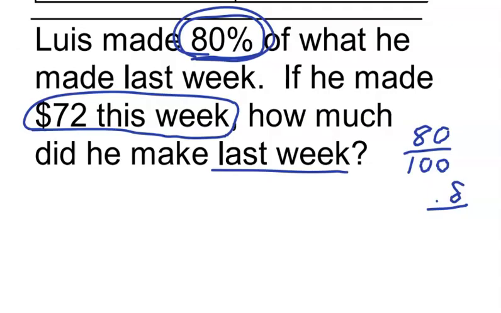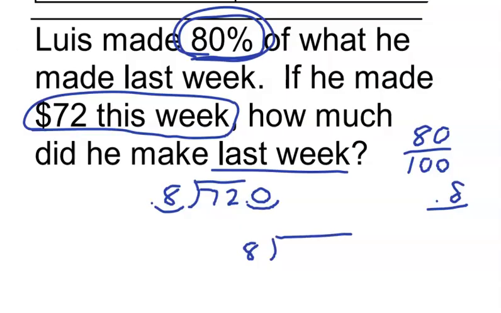But we've already talked about this. If you have 0.8 and you're dividing it into 72, that's not going to work out real well because we have a decimal there. So we have to move the decimal over 1 place. And if we do that here, there's an assumed decimal right there, which means we're going to divide 8 into 720.